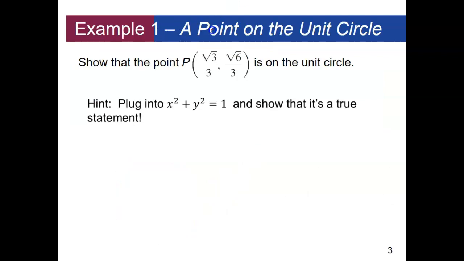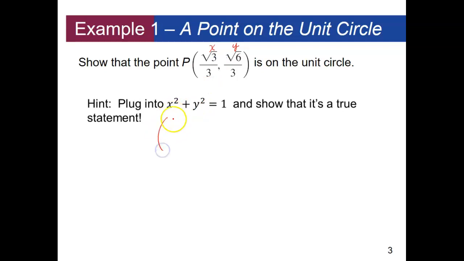Okay, so one thing you may be asked to do is to show that a particular point is on the unit circle. So in order for it to be on the unit circle, you have to be able to plug it into this equation, which is the equation for the unit circle, and show that it's a true statement. So if it's a false statement, then it's not on the unit circle. So this is going to be my x, and this is going to be my y, and I'm going to plug those in to this equation.